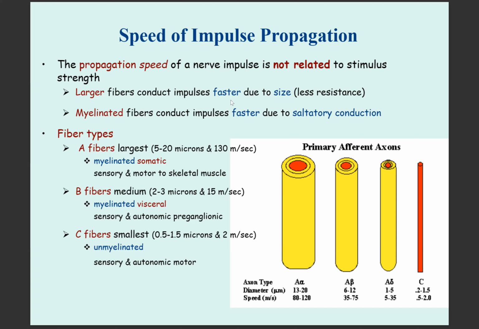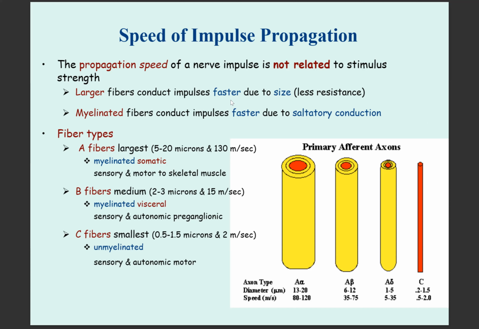And then myelinated fibers also conduct impulses faster due to saltatory conduction. Saltatory conduction is a leaping form of conduction, when the impulse jumps from one node of Ranvier to the other node of Ranvier. So in that case, the impulse is not actually transferred along the whole axon, but it jumps.